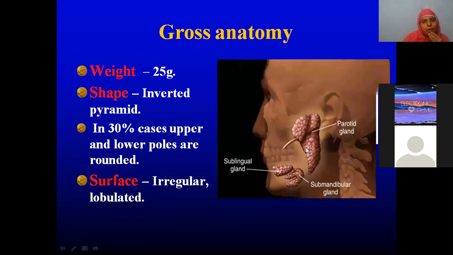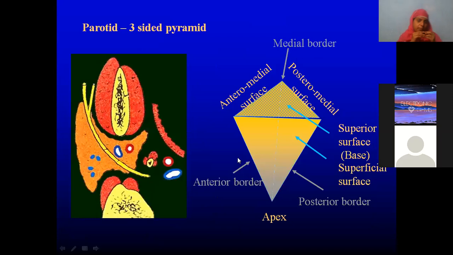Now coming to the gross features, the weight of the parotid gland is 25 grams. It looks like an inverted pyramid. Generally it is very irregular and lobulated. So what are the presenting parts? This is very, very important. It is a three-sided pyramid.